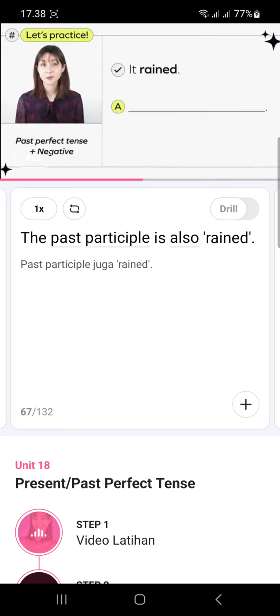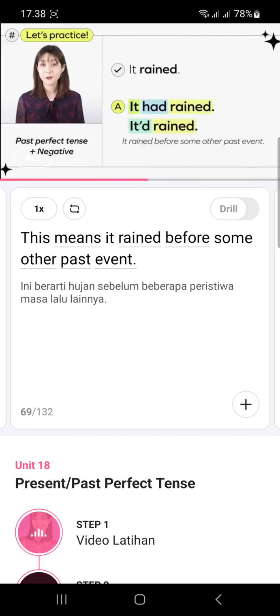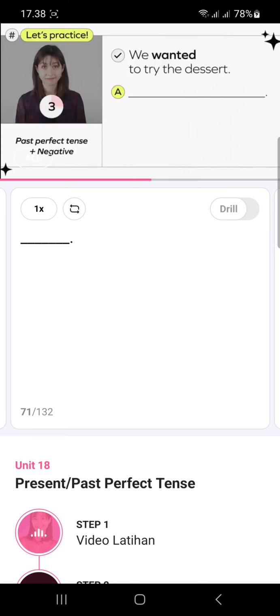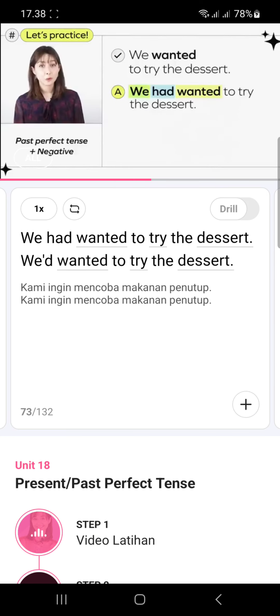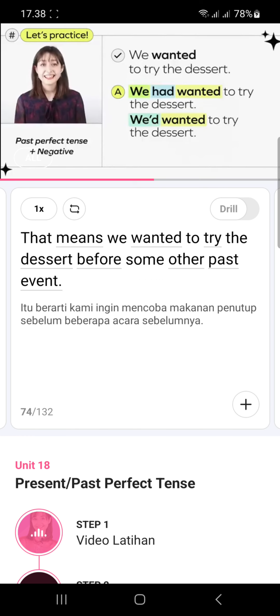The past participle is also rained. It had rained. This means it rained before some other past event. We wanted to try the dessert. Right. We had wanted to try the dessert. We'd wanted to try the dessert. That means we wanted to try the dessert before some other past event.